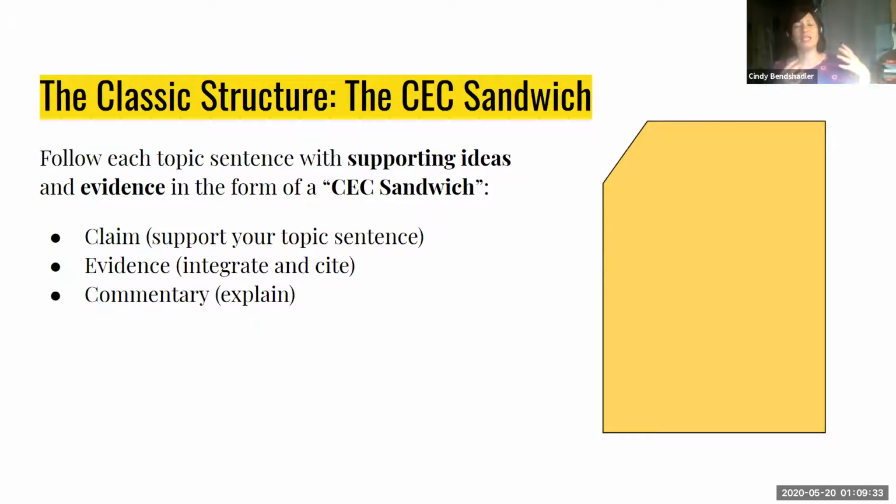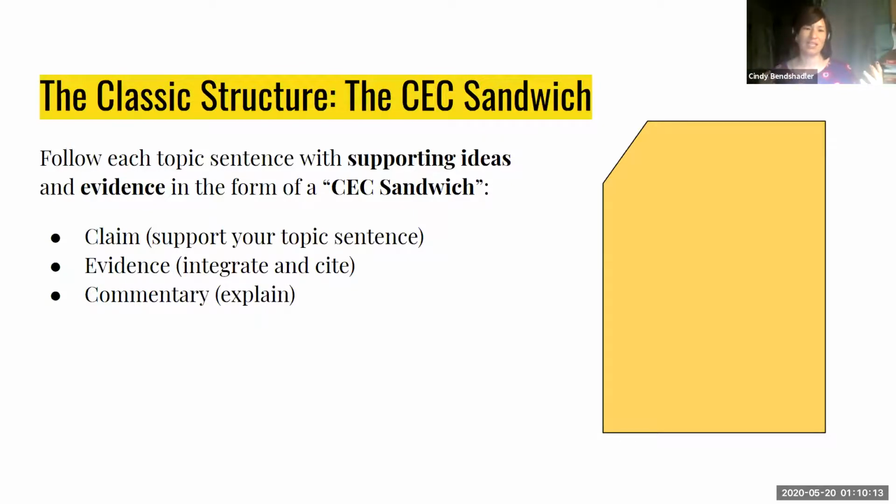So within the body paragraphs, after you make that topic sentence claim, you want to think about yet more supporting reasons or supporting ideas and supporting evidence. And a good way of thinking about it is what many people call the sandwich, where you have a claim, evidence, commentary: a supporting idea, evidence for that idea, and then commentary where you're explaining it. Now, it's important that that claim supports your topic sentence. It can't be off on some other tangent.